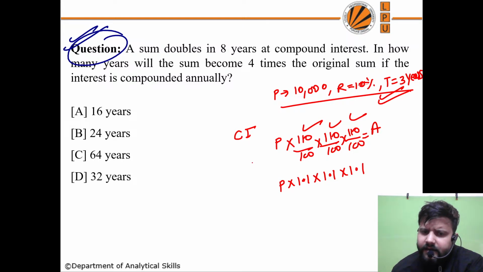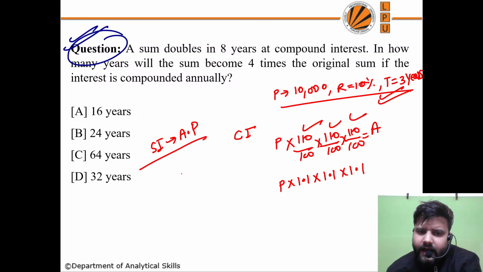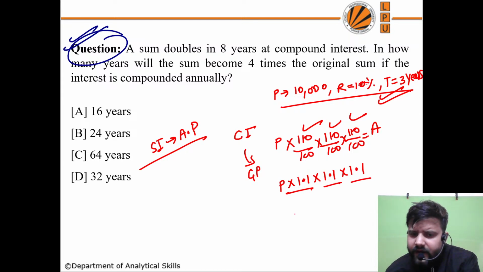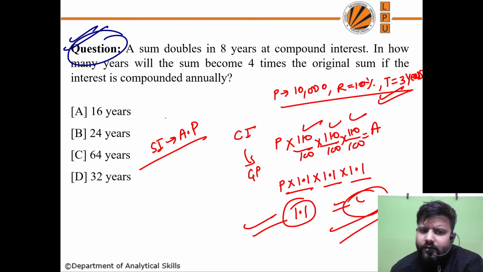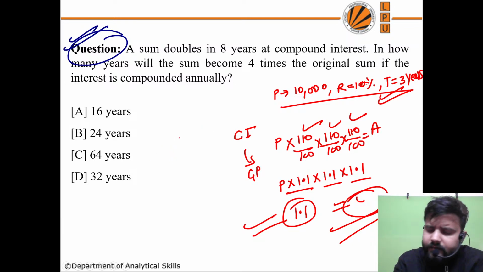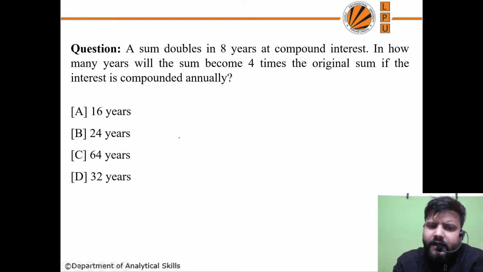So in compounding, simple interest is in the form of an AP and compound interest is in the form of a GP, I can say, because the same multiplying factor is there after every year. So after every year you just multiply 1.1 into the principal and you will arrive at the new amount, isn't it? So it is a basic formula for this. So what I mean to say is, let's come to the question.